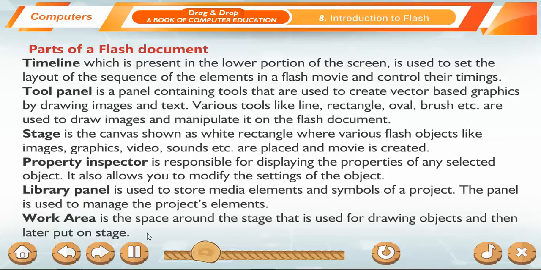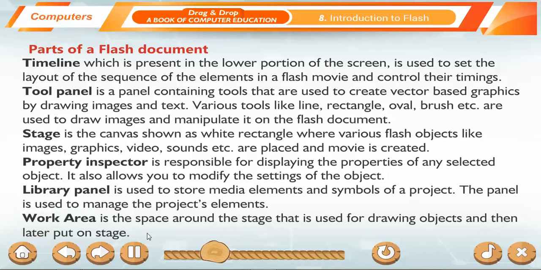Timeline, which is present in the lower portion of the screen, is used to set the layout of the sequence of the elements in a Flash movie and control their timings. Tool panel is a panel containing tools that are used to create vector-based graphics by drawing images and texts. Various tools like line, rectangle, oval, brush, etc. are used to draw images and manipulate them on the Flash document.